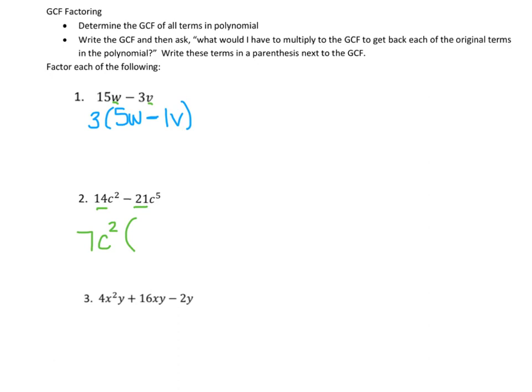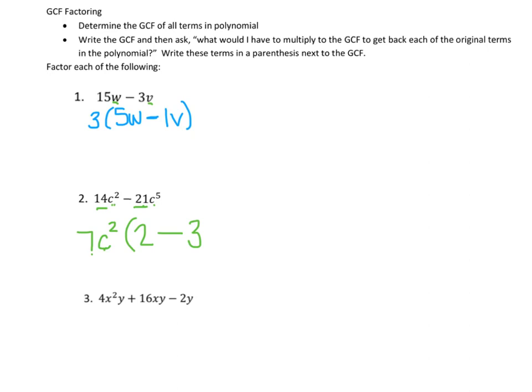Okay, so 7 times what gives me 14? Hopefully you're saying 2. C squared and c squared. If they match, you're done. You don't need to put anything more in. They already match. Minus 7 times what gives me 21? 3. C squared times what gives me c to the fifth.